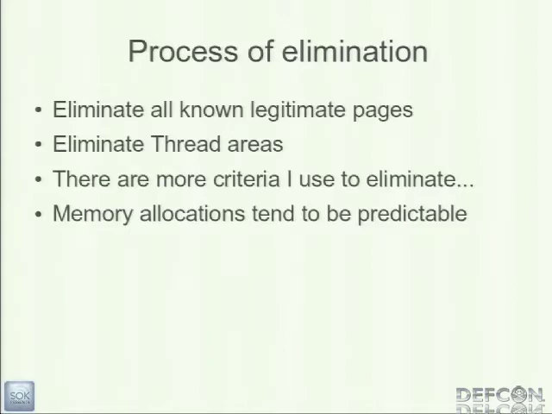There are more criteria that you could use to eliminate other than just looking for executable sections, in case somebody starts toggling permissions just when they want to go there. So I tend to do things like leave out mapped memory sections where files are mapped into memory, but I guess you could execute from there.